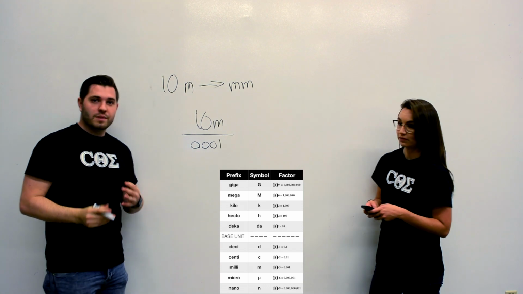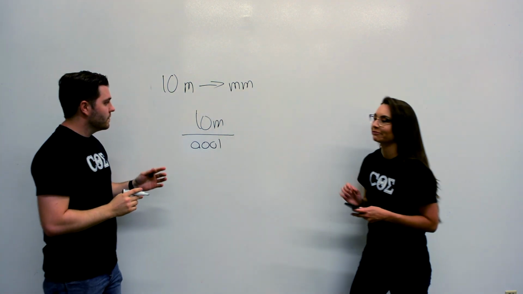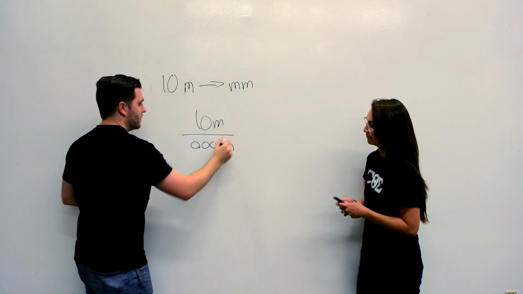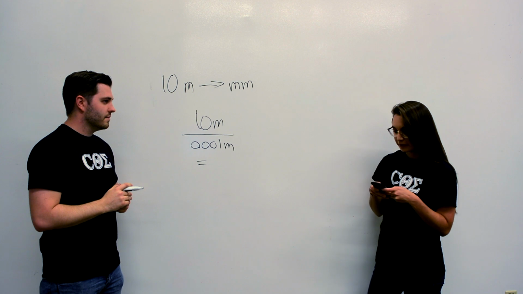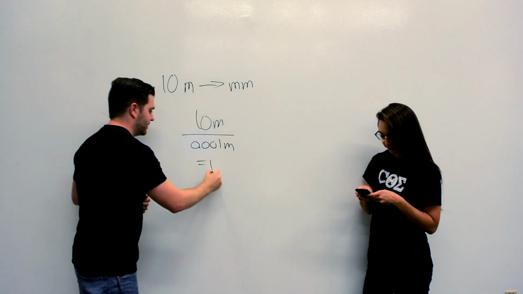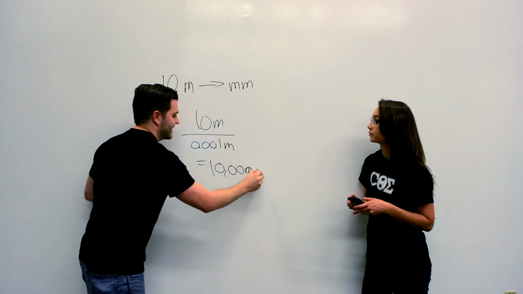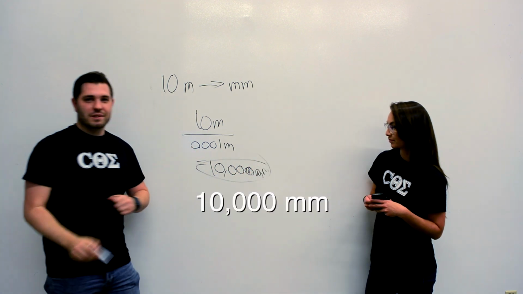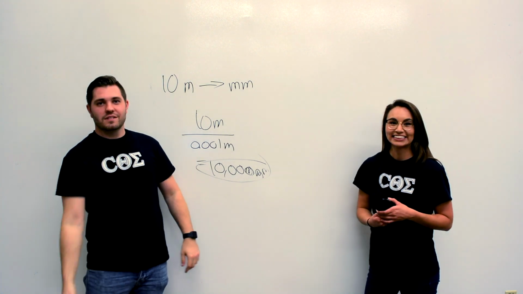Yeah, perfect, because milli is 10 to the negative 3. So, when we do this arithmetic, what do we come out to? It'll be 10,000. So, our final answer is 10,000 millimeters. And now, I'm going to send you off to Grandmaster.